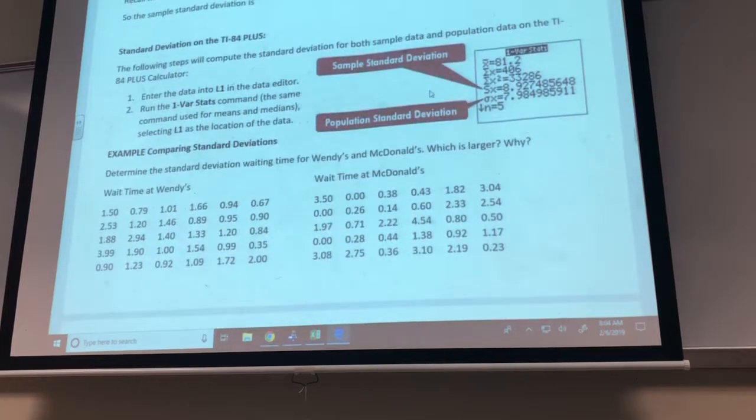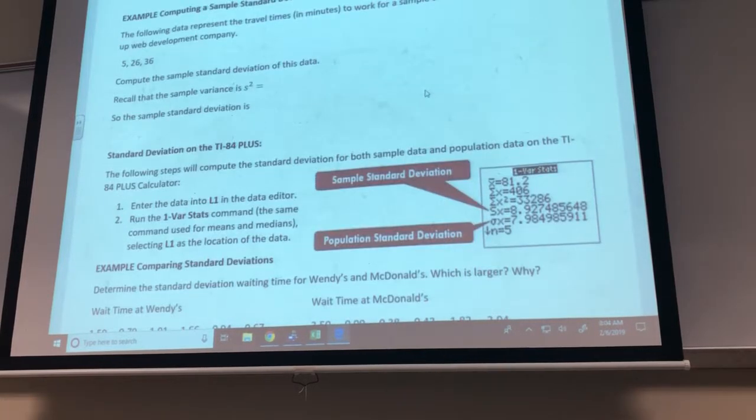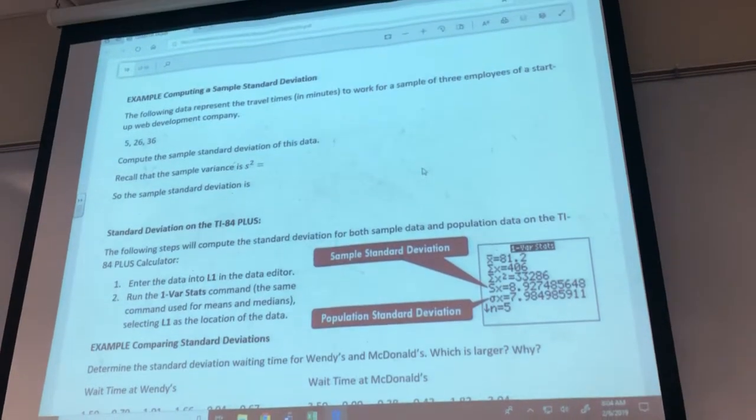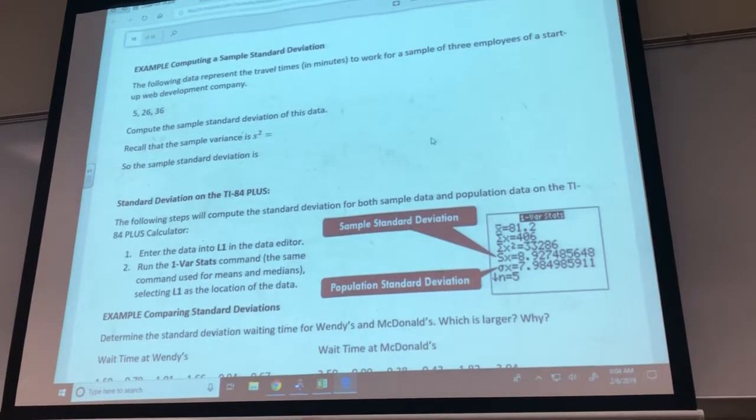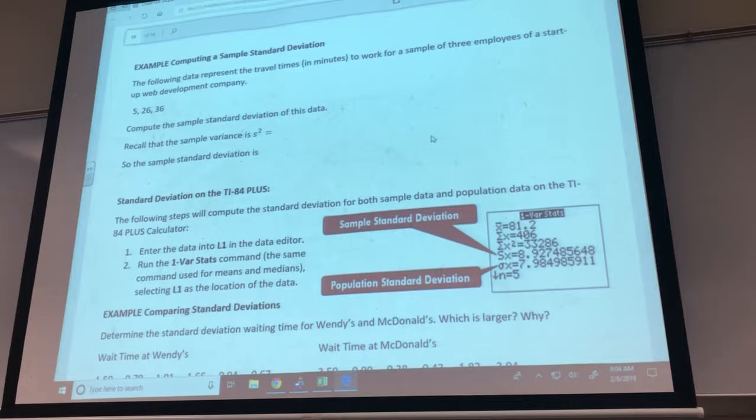Last time we talked about the variance and the standard deviation. Typically we use the standard deviation just because it has the same units as our original data set. So we talked about the formulas for these ones. We're not going to use the formulas because it's easier to use our calculator.